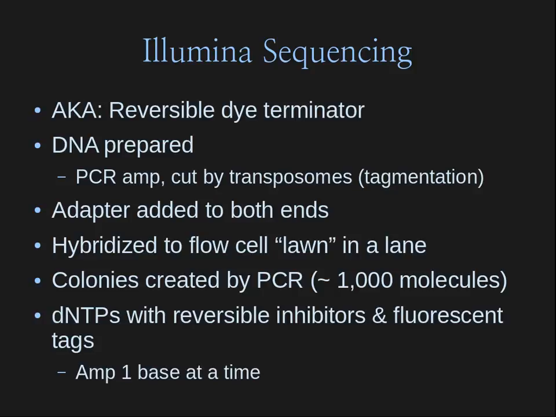The nucleotides that we have added now have these reversible inhibitors, so that we add one single nucleotide, and it will stop with just that single nucleotide because it has this reversible inhibitor bound to it. We also have a fluorescent tag on that, so we can see which nucleotide was added. We can remove the inhibitor and then add another one, so step by step we add additional nucleotides to our chain and fluorescently see what the new nucleotide is.